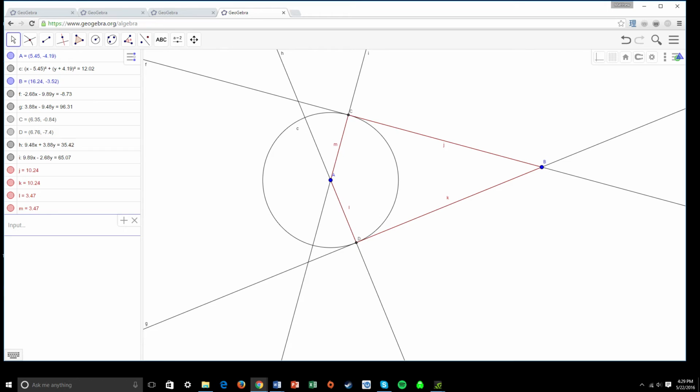Moving on to two tangent problems. I have a problem set up right here. There's a bunch of lines, but we'll be focusing on line segments J, K, L, and M, the ones in red. So usually this type of problem will have you solve for segment AB.